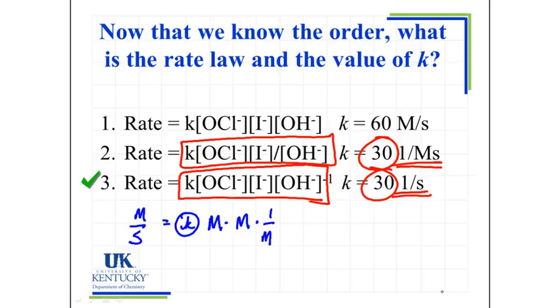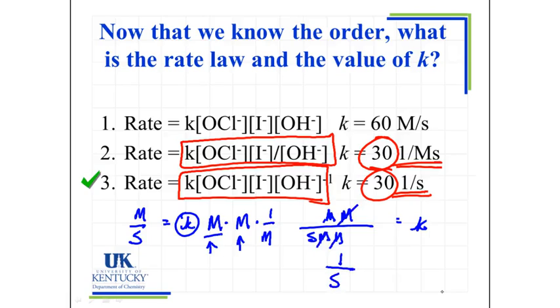Now if we take all of these units to the other side, k is equal to, I'm going to take each one of these over, so I'm going to divide by that M, so I have M over s. Dividing by this M, and multiplying by that M, the molarities cancel, and I'm left with seconds in the denominator.